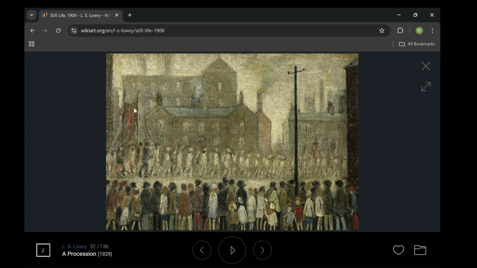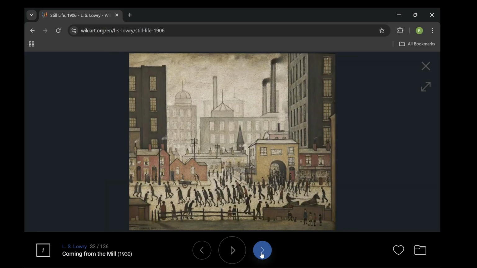This has got a little sort of flag thing coming off the background there. I wonder what they were processing. Something that looks religious to me. Okay, this one's a bit more drawn in style, isn't it? A bit more lines coming from the mill. That horse is on the move.